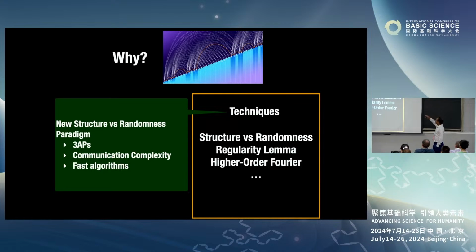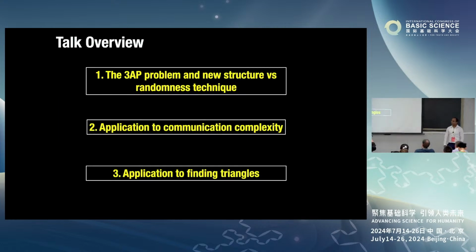So today I'll talk about a new twist, or small twist, on the density increment paradigm, describe how it applies to 3-term progressions, and then talk about 2 other applications, one to communication complexity, and one to fast algorithms for a problem. Okay, so here's the outline. First, I'll talk about the problem and then the applications.